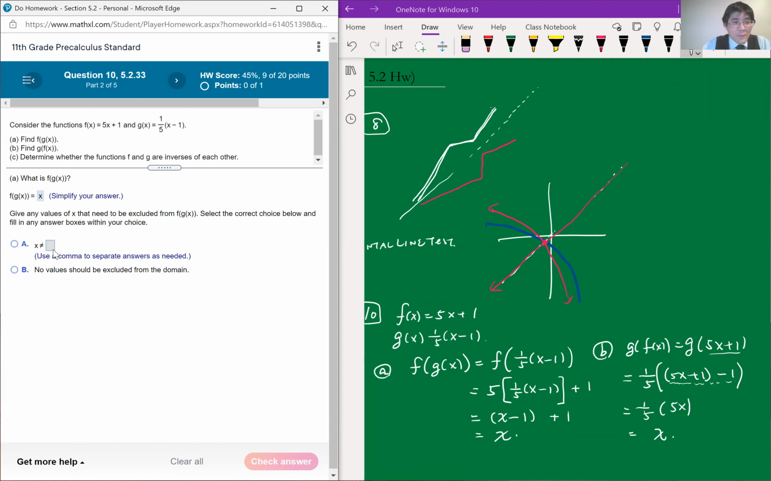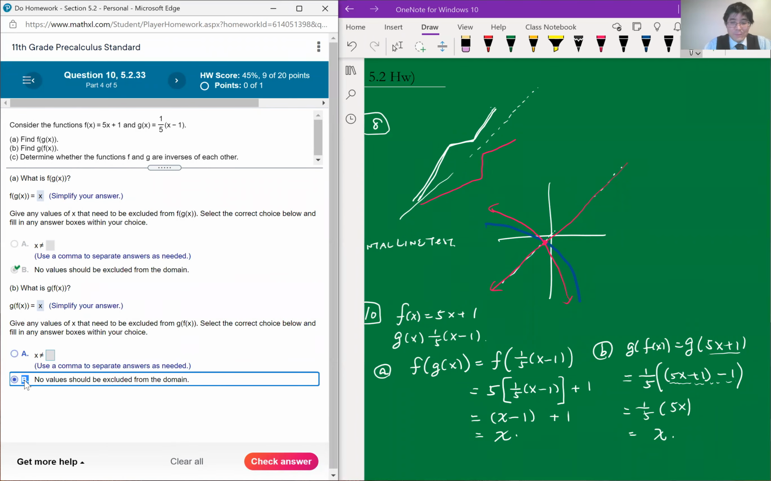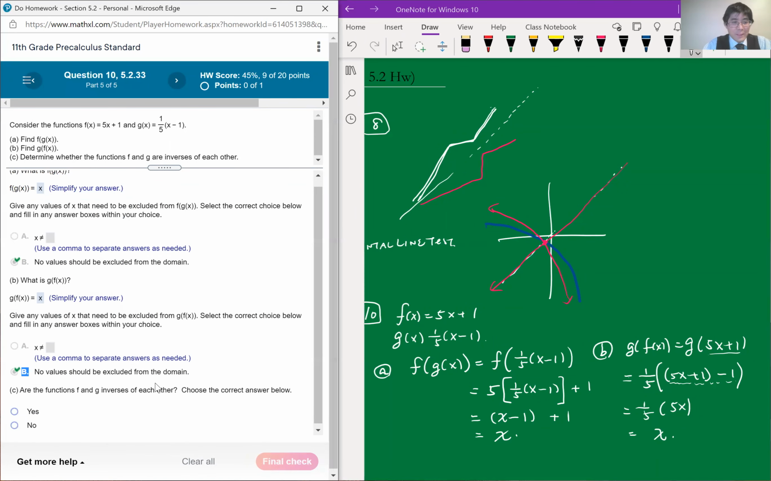So this is talking about domain. Since both of them are linear functions, since both of them are polynomial, there is no restriction on the domain. Okay, so this is also equal to x, and the domain is everything. Are they inverse to each other? Yes.